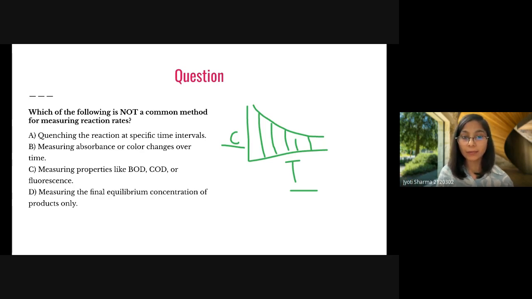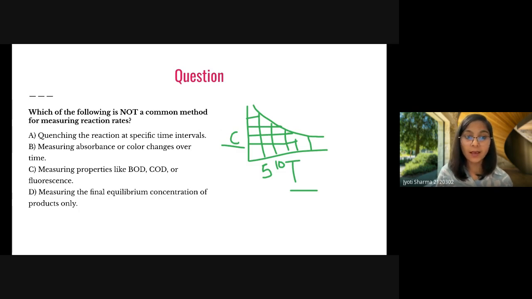What are the different methods by which we can calculate this reaction rate? The first is quenching the reaction at specific time intervals. For example, initially at 5 minutes we calculate the concentration, then at 10, then 15. So with time we are calculating the concentration. Yes, this is one of the methods by which we can calculate the reaction rate. Okay, so this is the correct method.